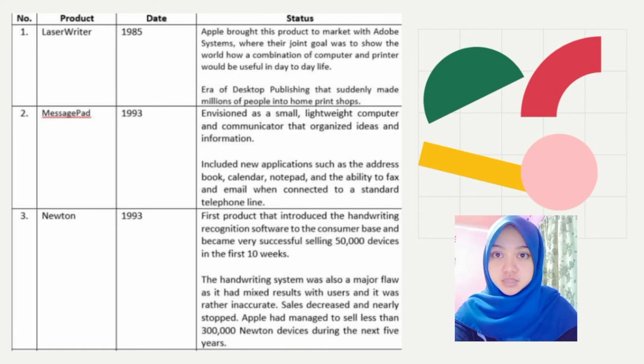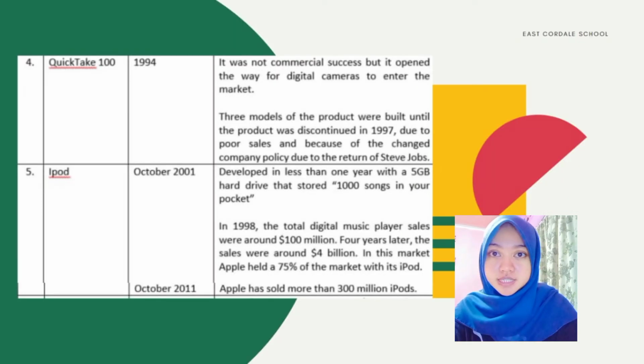The handwriting system was also a big issue as it yielded varied results and it was imprecise. Sales began to dwindle and eventually came to a halt. During the next 5 years, Apple managed to sell less than 300,000 Newton devices. Apple released a QuickTake 100 a year later in 1994. Although it was not a commercial success, it paved the way for the introduction of digital cameras to the market. The device was manufactured in 3 models until it was cancelled in 1997 due to weak sales and a shift in business policy upon Steve Jobs' return.